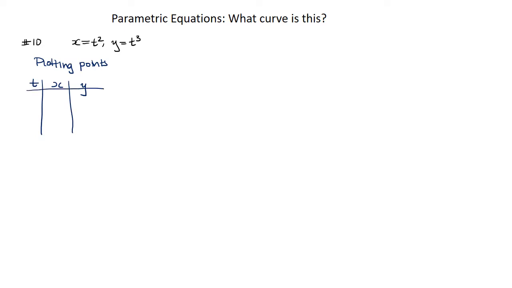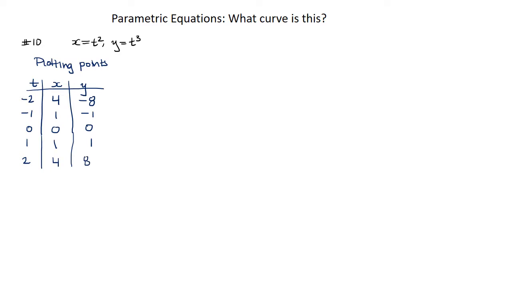Okay, so when t is equal to -2, then x is equal to 4, and y is equal to -8. When t is equal to -1, then x is equal to 1, and y is equal to -1. When t is equal to 0, x is equal to 0, and y is equal to 0. When t is equal to 1, x is equal to 1, y is equal to 1. When t is equal to 2, x is equal to 4, and y is equal to 8.